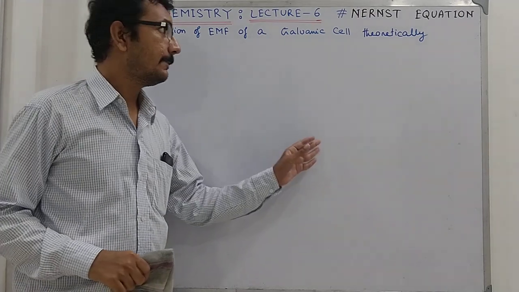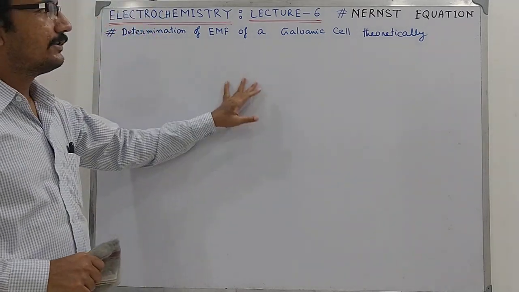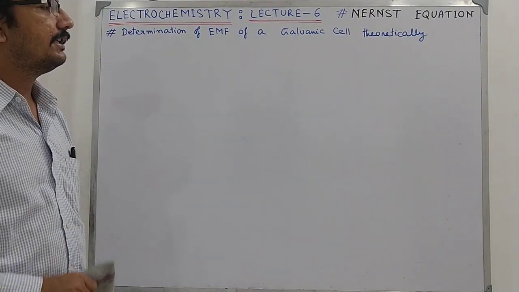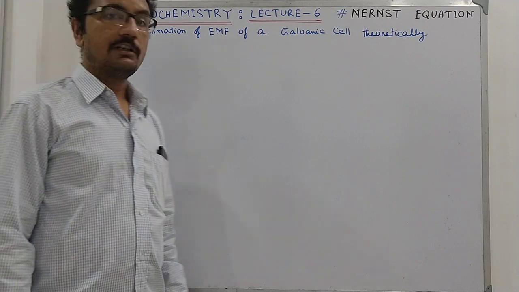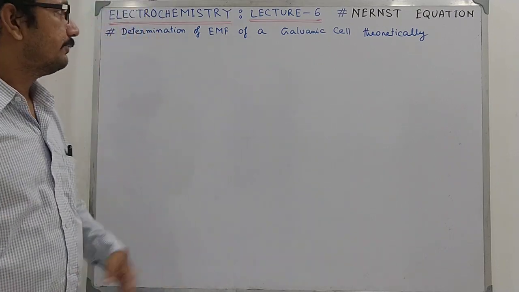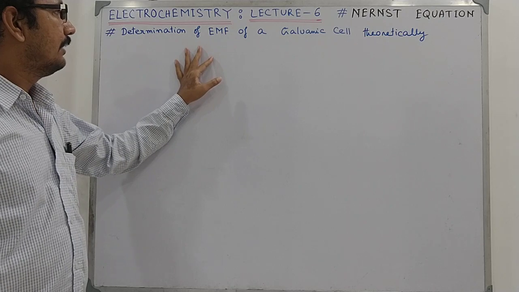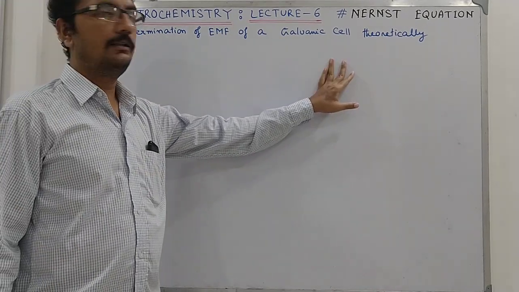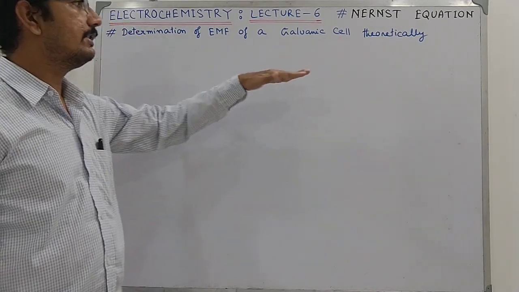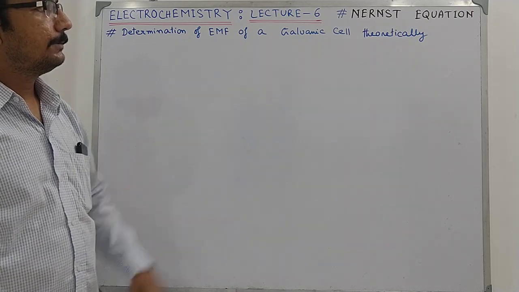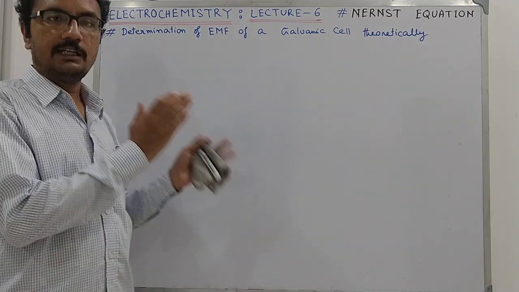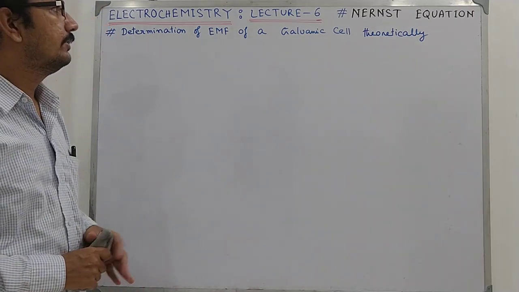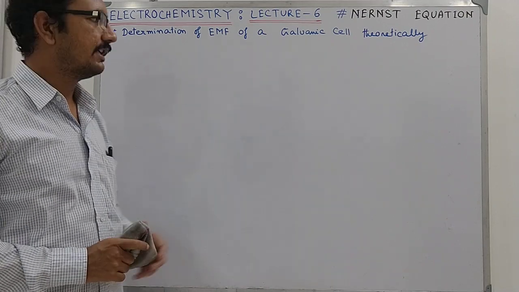So now lecture 6, and in this lecture I will give you an idea about the Nernst equation, with the help of which you can determine the electromotive force of a galvanic cell theoretically, that is using pen and paper and not with the help of an experiment that I have explained to you in the previous lecture.